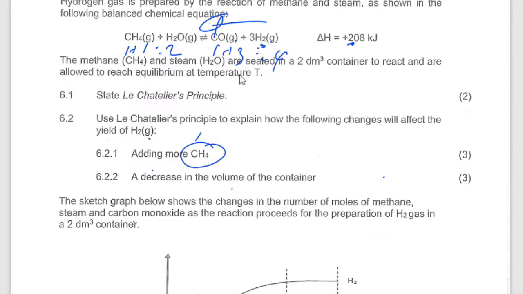So increasing the pressure will favor the reaction that produces fewer moles, and then the reverse reaction is going to be favored. The yield of hydrogen is going to decrease. So that's how you're supposed to say it. An increase in pressure favors the reaction that produces fewer moles, the reverse reaction is going to be favored, and the yield of hydrogen is going to decrease. That's what you're supposed to talk about.